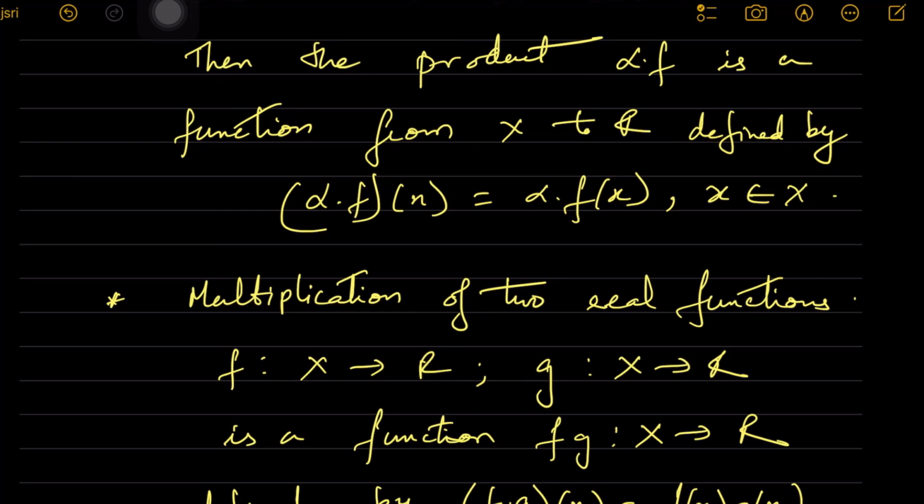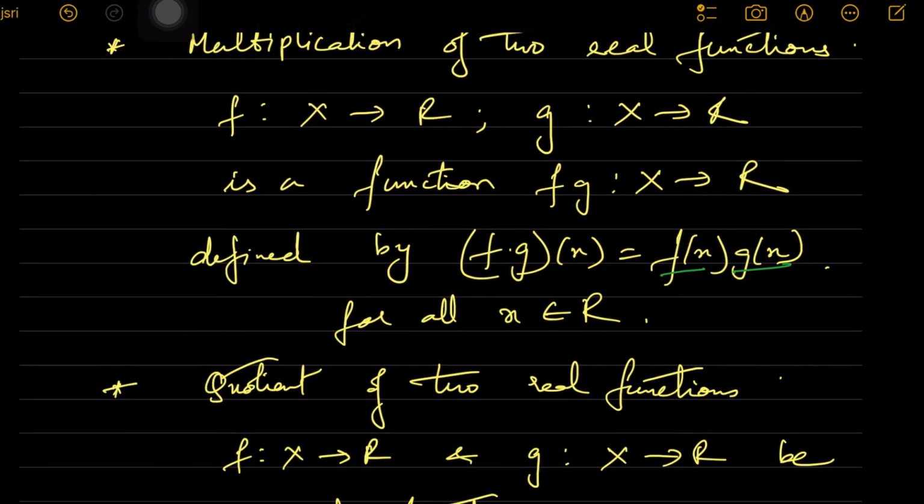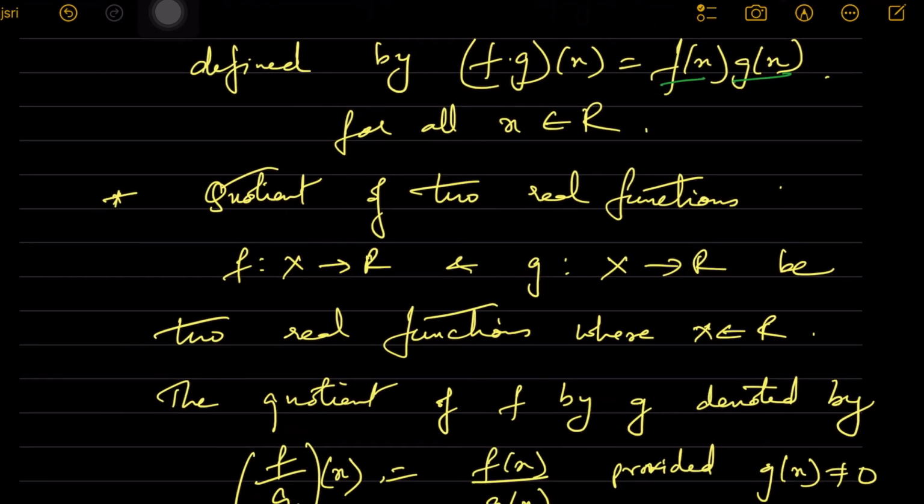Now the next one we have multiplication of two real functions. So how do we do this multiplication of two real functions? f from X to R, g from X to R be two functions such that f into g is also a function from X to R defined by f into g of x is equal to f of x into g of x for all x belongs to X.